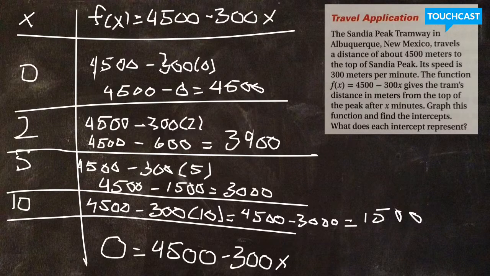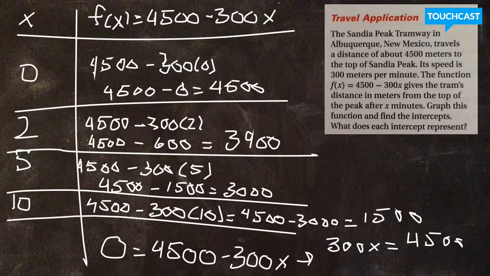And now we are going to solve that last one. 0 equals 4,500 take away 300x. So to do that, let's start by adding 300x to both sides. So we can result in 300x equals 4,500.